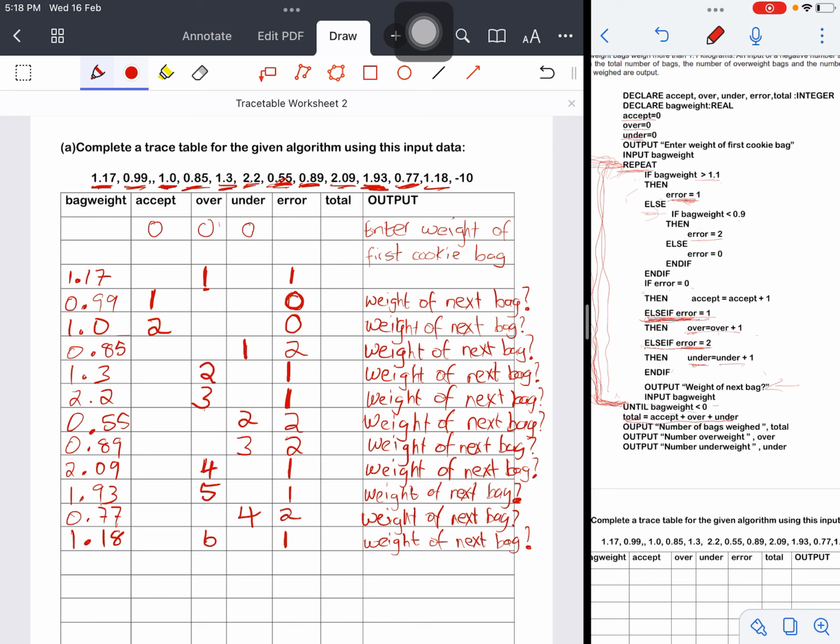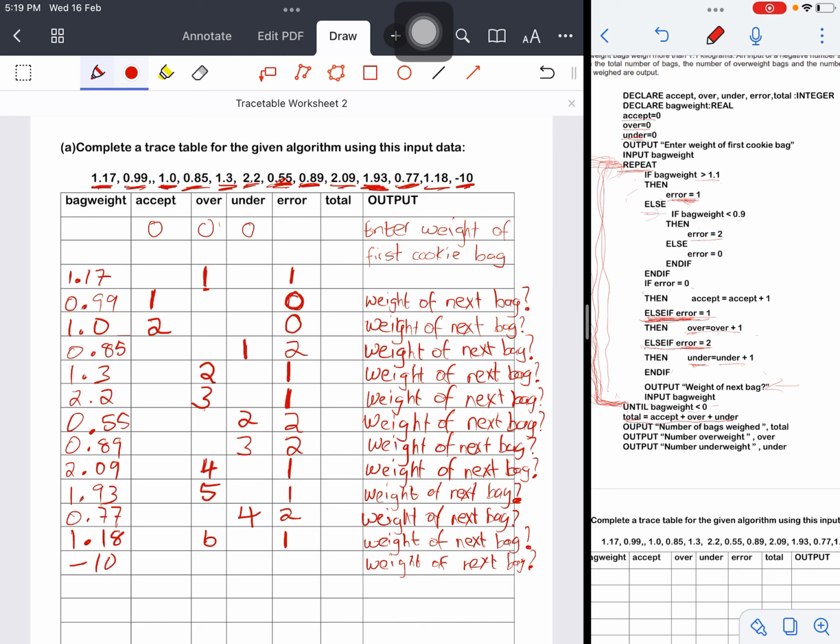You will notice that I am going in the same line as the input of the value, or the bag weight, sorry. Then it says output the next one, which is weight of next bag, question mark. And then the next value is negative 10. So you put negative 10 there. It says until bag weight is less than zero. Yes. If it's less than zero, we don't repeat anymore.